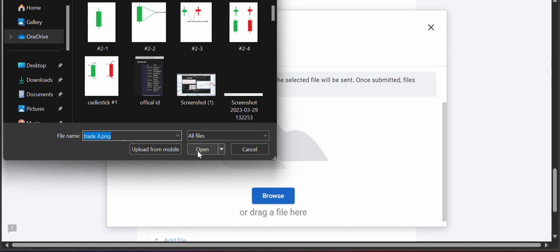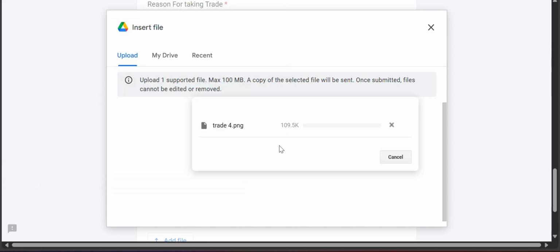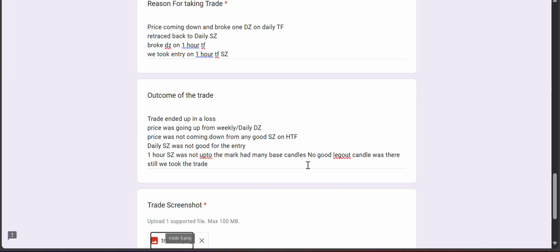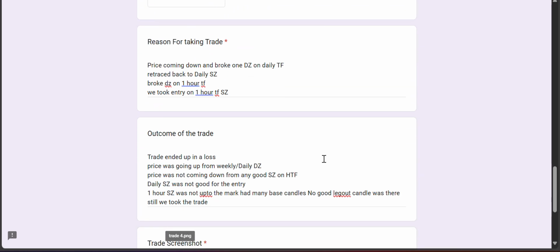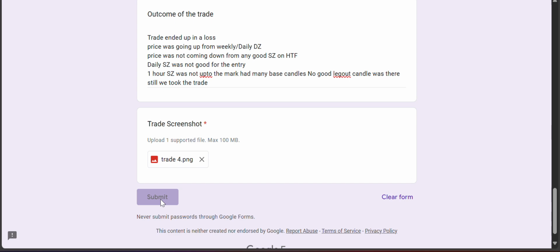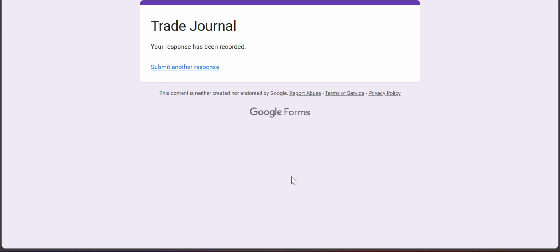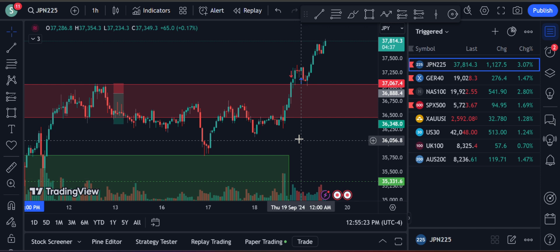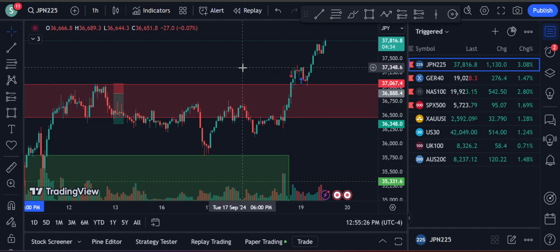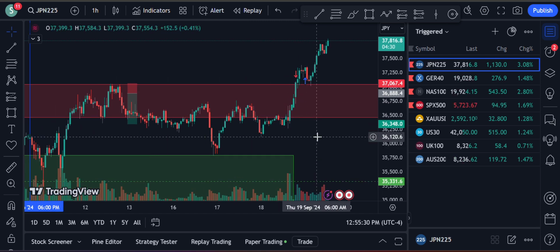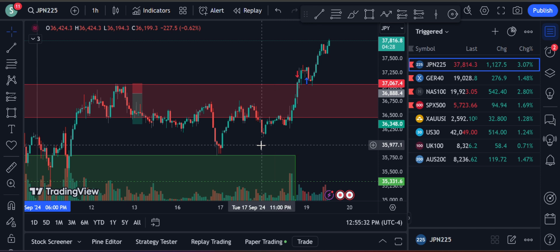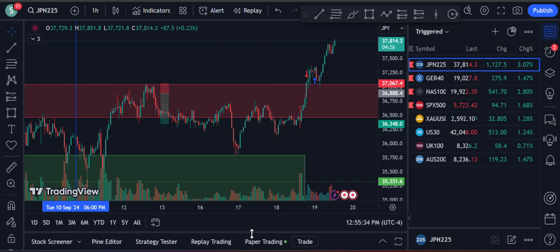Trade 4, open, let it upload. Okay, it's uploaded now. We have entered everything. Everything seems fine. We'll submit it. Okay, now it's submitted. So yeah, that's it guys. We have taken two trades which ended up in loss, and now we have journalized it and we'll see what happens.